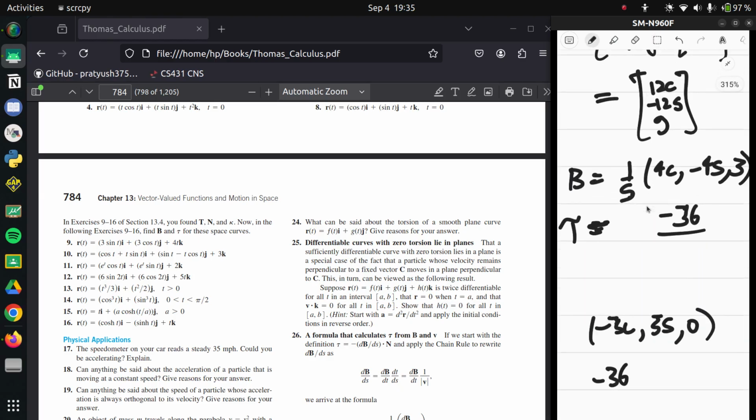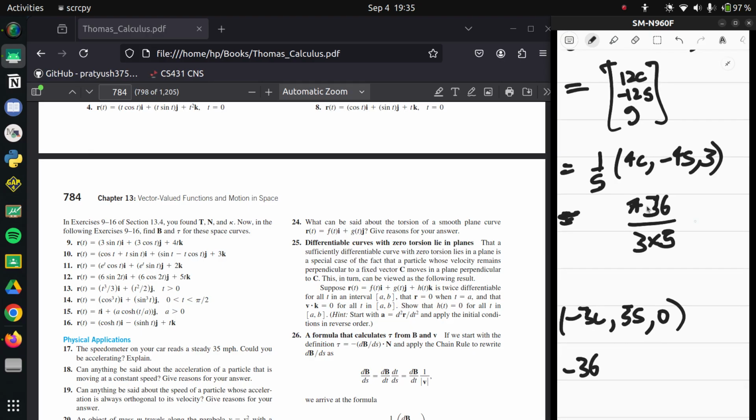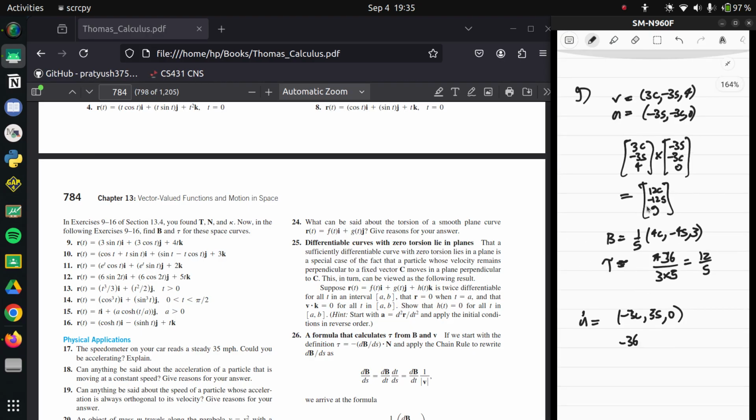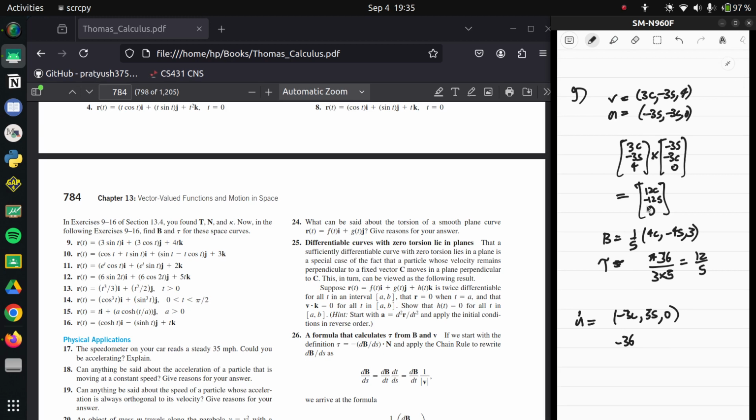Okay, so that's just going to be 3 times 5, and you also have to take an absolute value, so just 12 upon 5. The torsion is just 12 upon 5, and you have your b vector. That's all you need really.